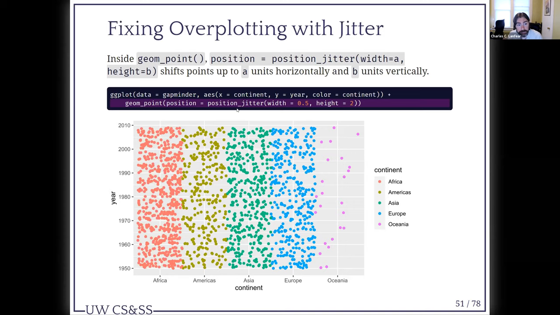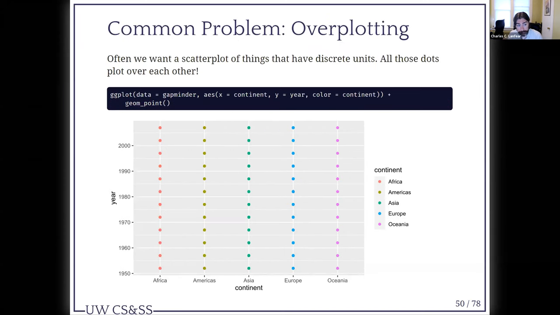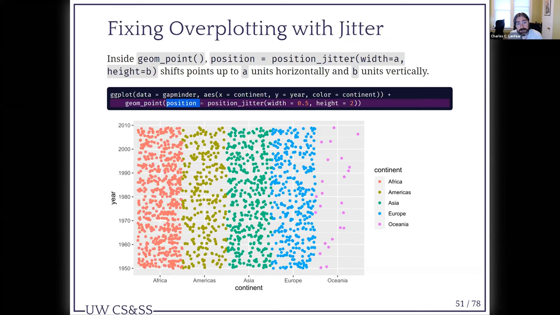In this case, you'll see from the previous slide, I have a geom_point call here. I add to it position equals the position_jitter function. Width equals 0.5 says the dots can move up to 0.5 units in either direction. If you're on a discrete scale, the space between each unit is 1. So this says you can move up to halfway between. And height is up to 2. So they could move up to 2 years up or down. Okay? So what this did is it now made it so all these scatterplot dots are spread out.